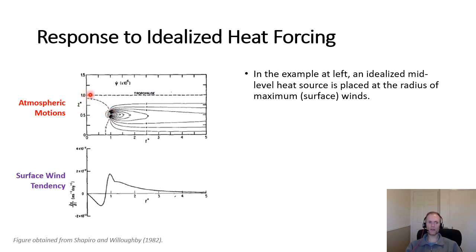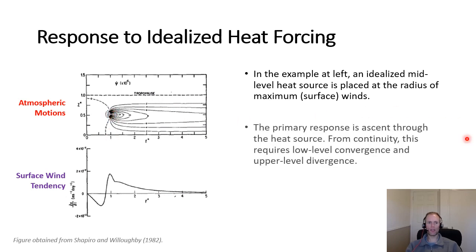Z star equals 1 is the tropopause, Z star equals 0 is the surface, R star equal to 1 is the radius of maximum winds, and 0 is the center of the tropical cyclone. So 5 is 5 times the radius of maximum winds. We place this heat source at Z star equals 0.5, so halfway between the surface and the tropopause, and R star equals 1, the radius of maximum winds. We get primarily a response in the form of ascent through the heat source.